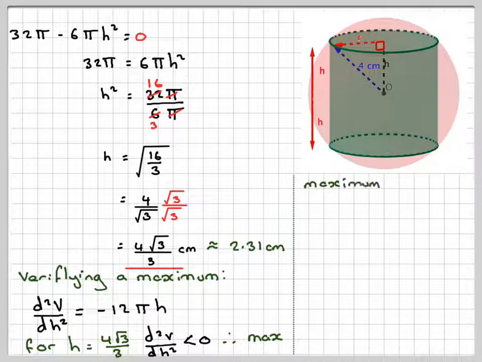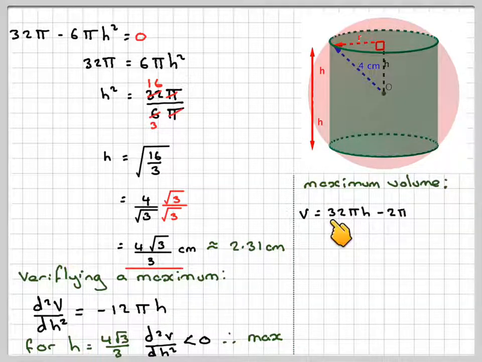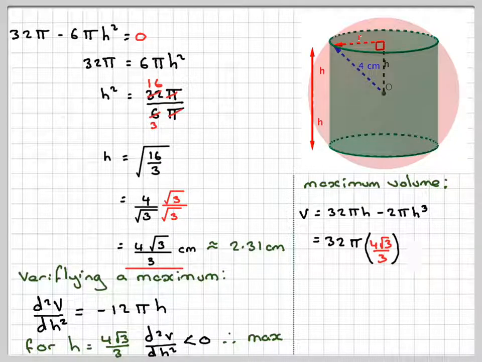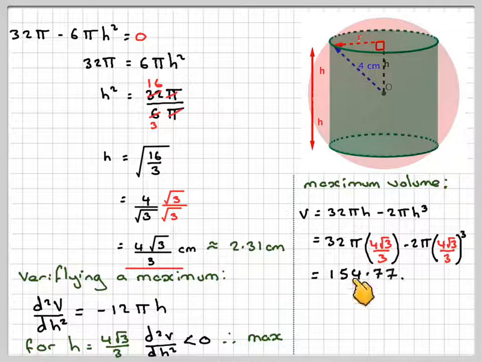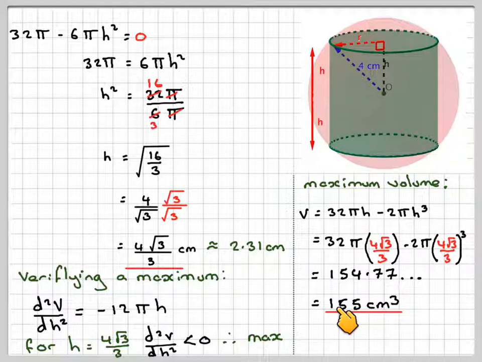In order to find the maximum volume, we would now put the value of h back into V. So we're going to have 32 pi times 4 root 3 over 3 minus 2 pi times 4 root 3 over 3 cubed. If you put this in your calculator, you're going to get 154.77, which will give a volume of 155 centimeters cubed to 3 significant figures.